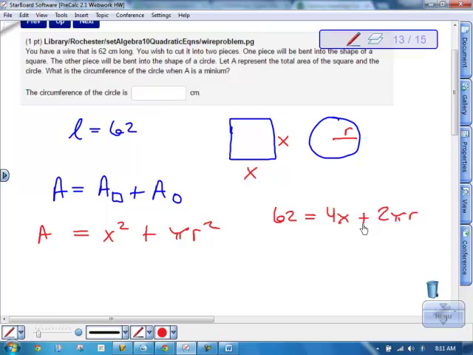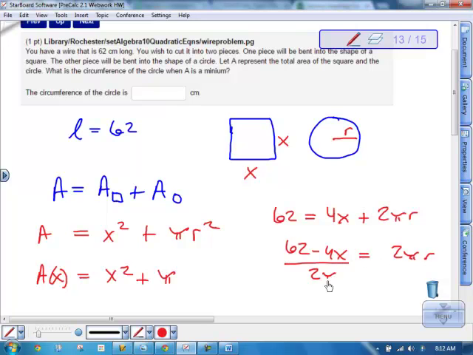So now I've got two equations. I can solve this equation right here for x, or r even. Let me solve it for r and plug in here. So then I'll get an area formula in terms of just x. So I need to solve for r, so I'd subtract 4x from both sides. And then I would divide both sides by 2 pi. And that goes right here.